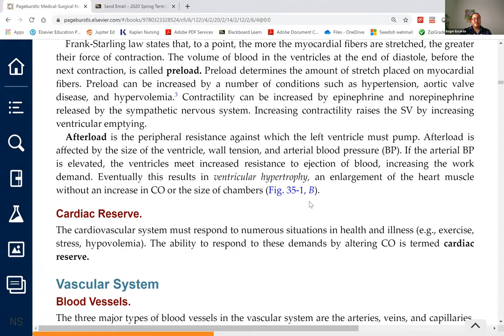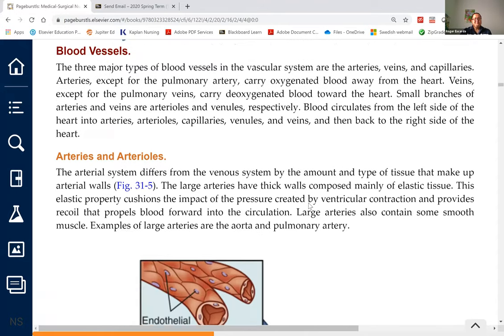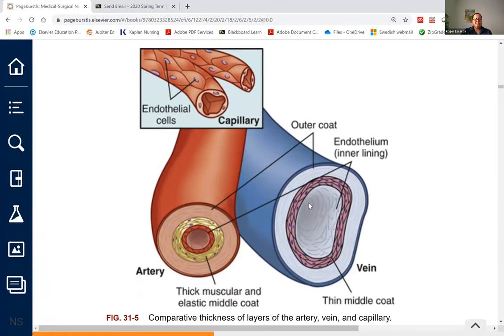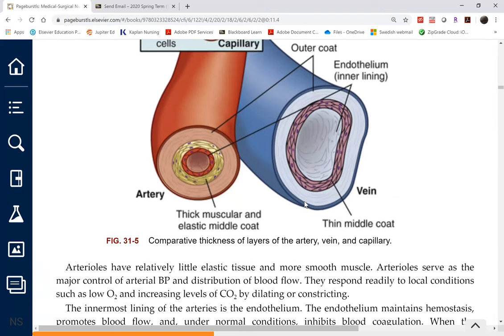Okay, so we got preload and afterload out of the way. So we know vessels are representing preload. Let's just review briefly the parts of a vessel, particularly an artery. There are three layers. We have the intima, which is the innermost lining, also called the endothelium. And then we have the media, which is the muscular layer of the vessel. And then we have the externa, the outermost layer of the vessel.